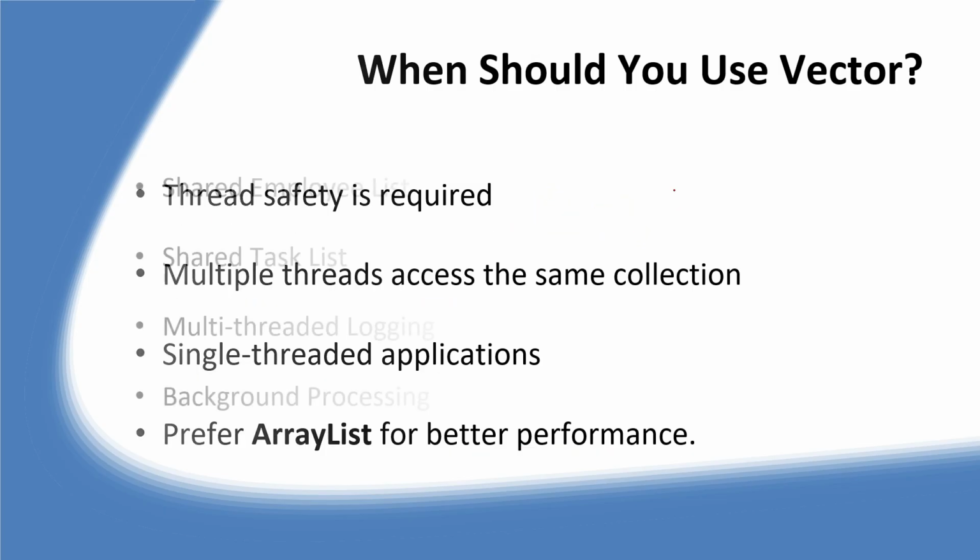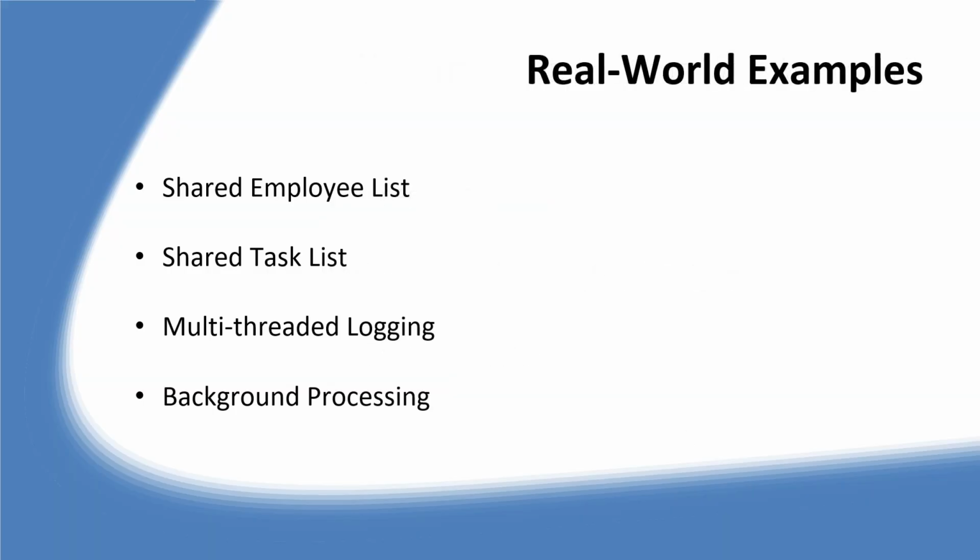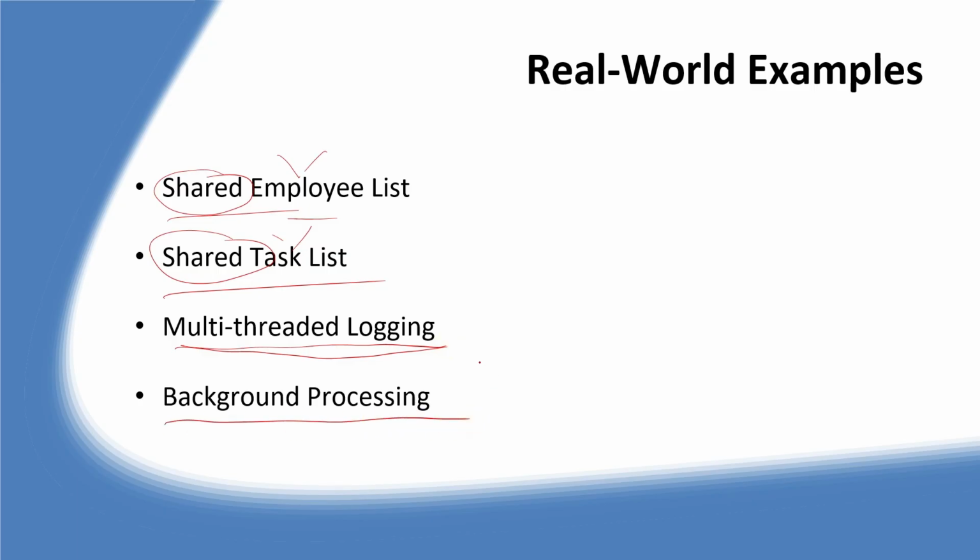Vector is useful in applications where multiple threads work with the same collections, such as multi-threaded logging, shared employee list, shared task list. By the word alone we can analyze: shared means multiple threads will work on the same employee list, and multiple threads will work on the same task list. Multi-threaded logging, background processing. These are the use cases of Vector, the real world examples where Vector is used.